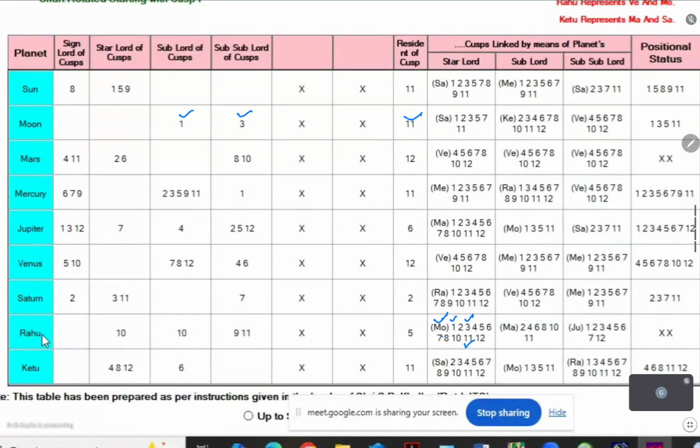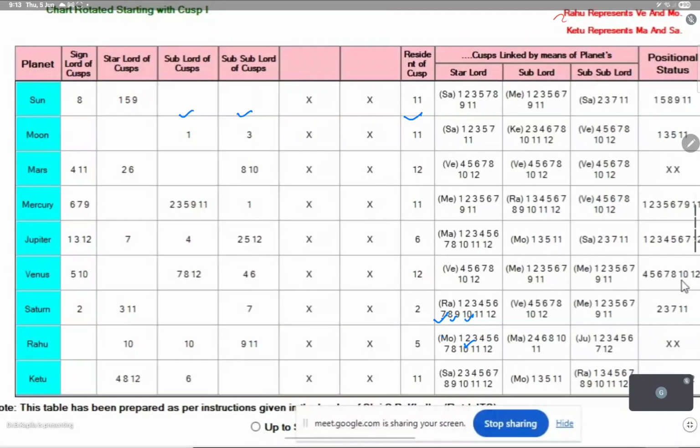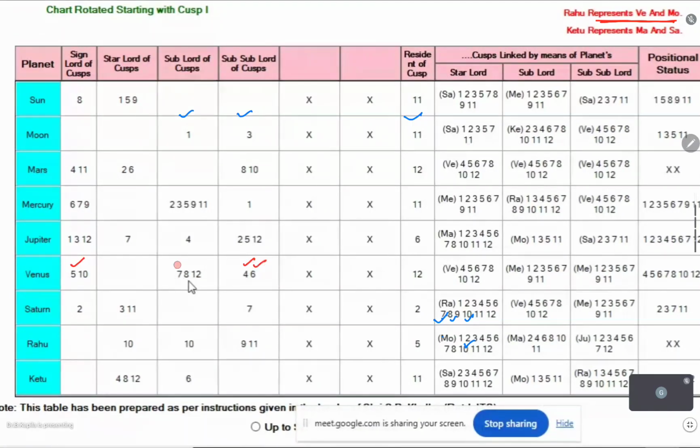Now, second is Rahu represents Venus. Venus will give a result through its PS as well as through the stellar status. Venus through PS is giving us which houses? 4, 5, 6, 7, 8, 10, and 12. Look here, 4 is there, 5 is there, 6 is there, 7 is there, 8 is there, 10 is there, 12 is there. So write down these houses.